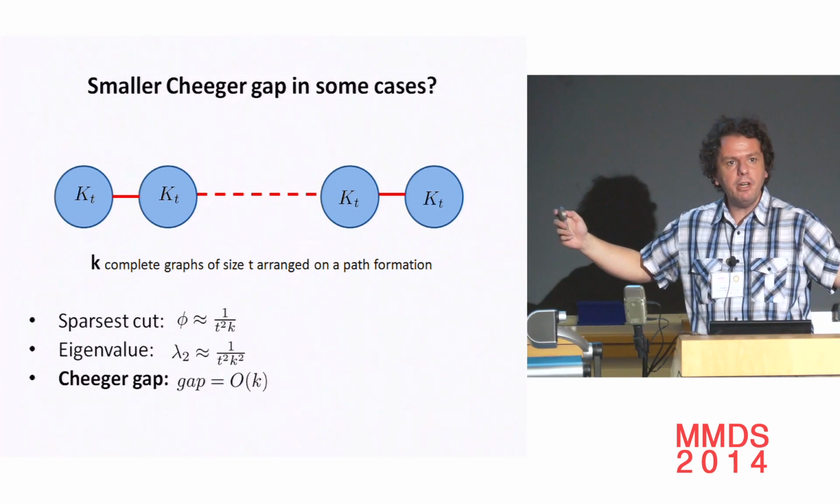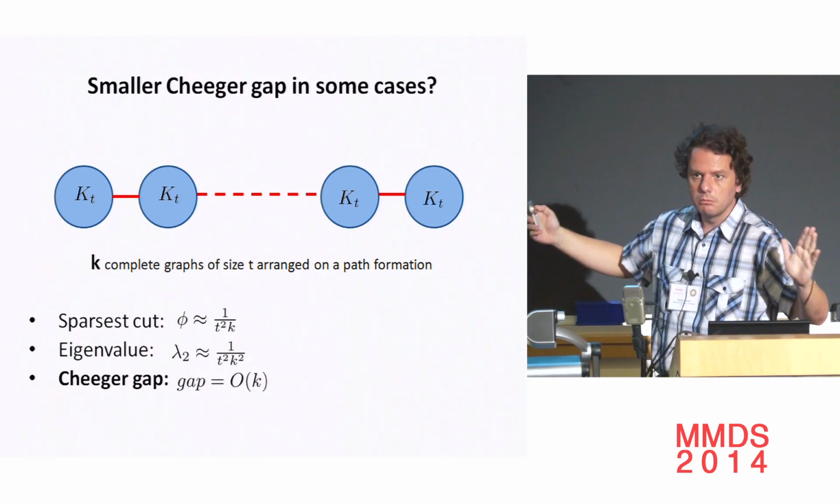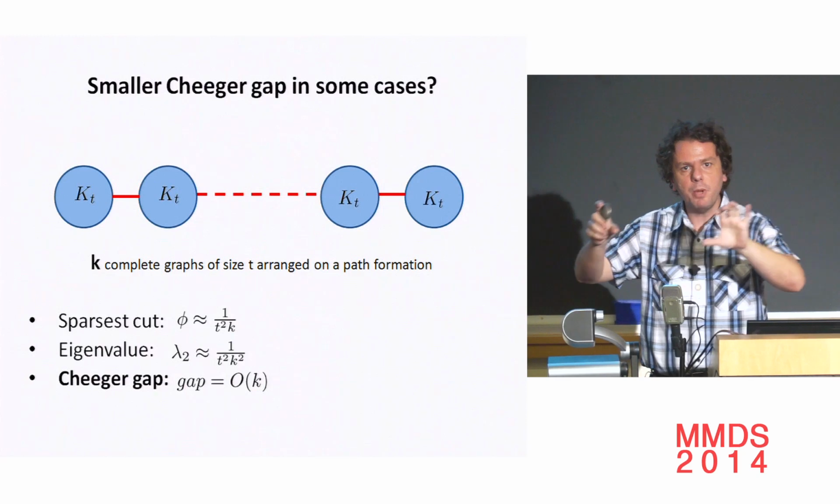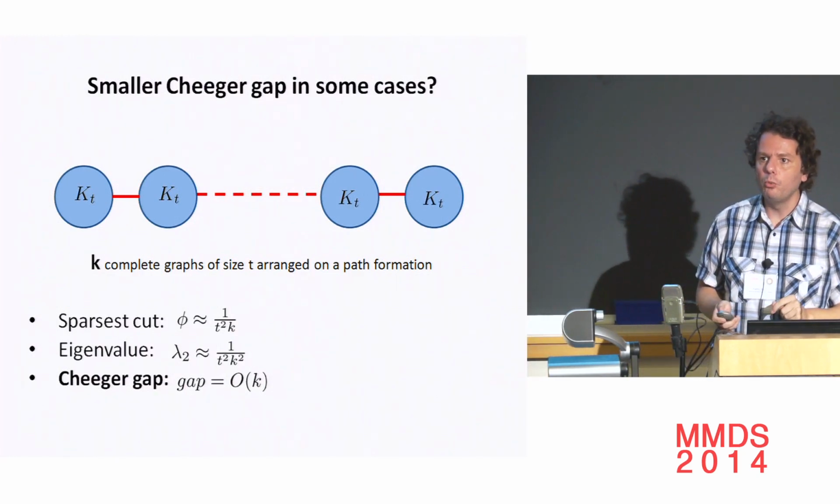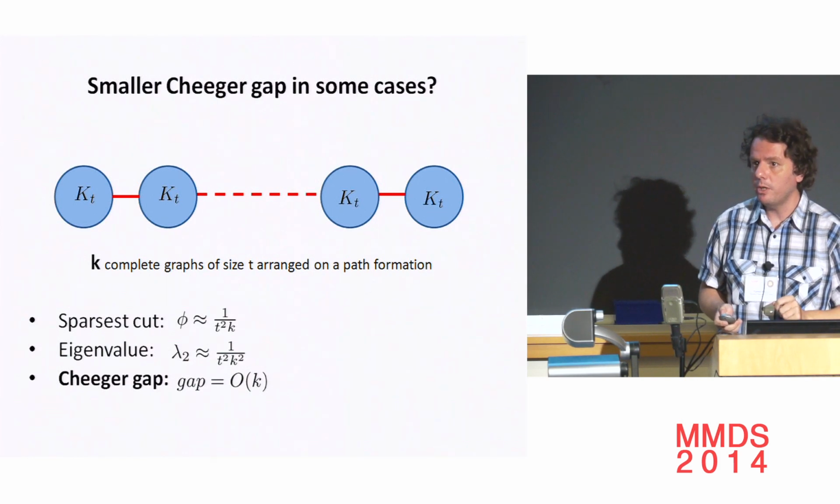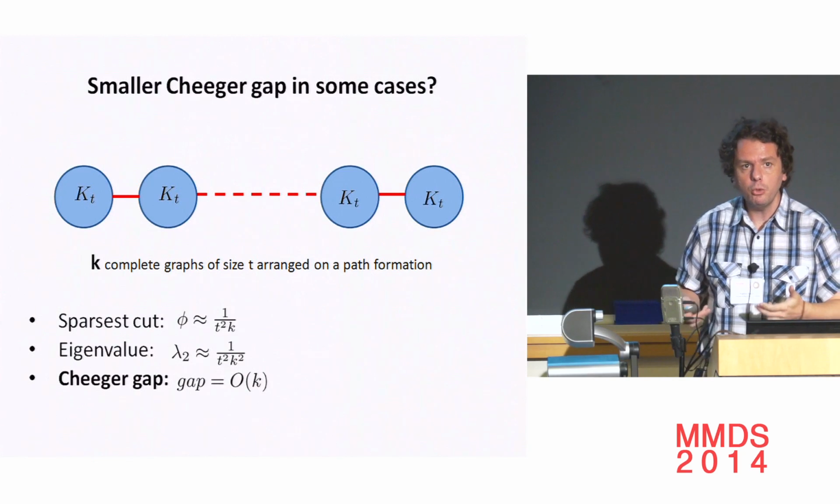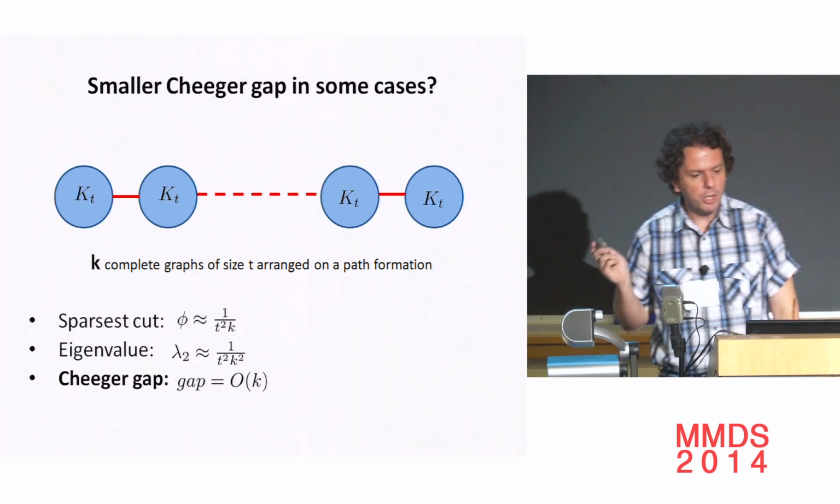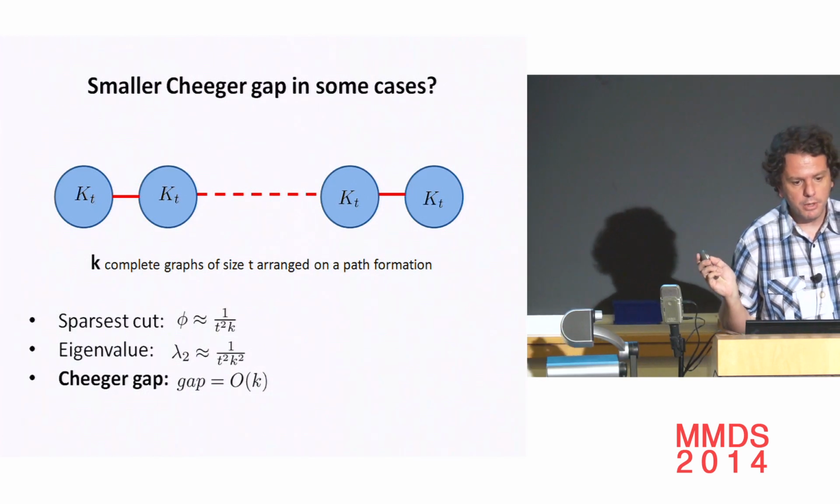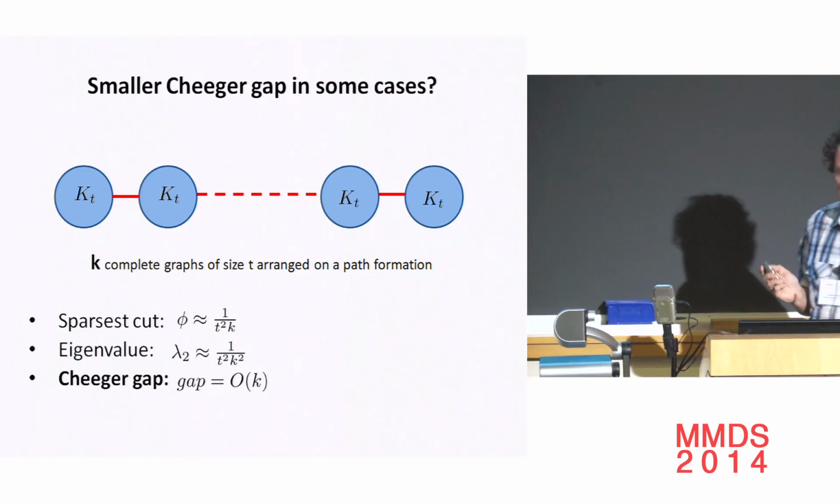This can be a very large graph with n nodes. However, because we have these expander graphs arranged in this fashion, the Cheeger gap is going to be much better than what is predicted by the classical Cheeger inequality. So maybe we are onto something here. Maybe there are graphs for which we can obtain better information. And that is actually true.